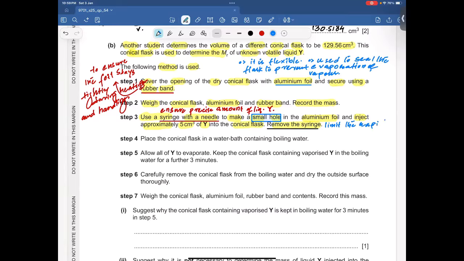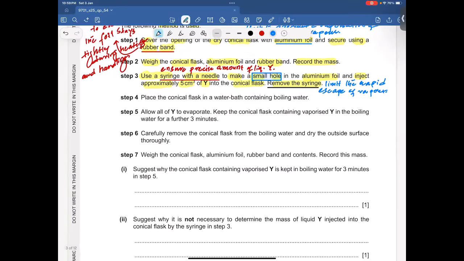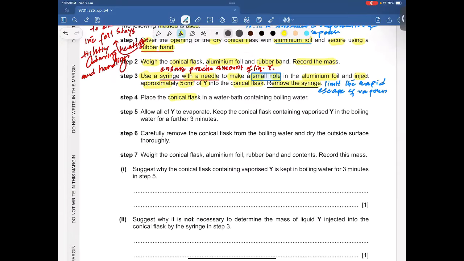That's tricky, by the way, as we have a very tiny hole because of that particular needle. Okay, place the conical flask in a water bath containing boiling water.